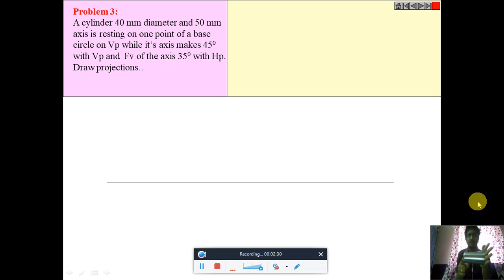Is that clear? Fine. So in that case, in front view, if you are seeing from here, you will be able to see the circle, right? In front view, you will see the circle. In top view, you will see a rectangle, right? So I think you will be clear with this.